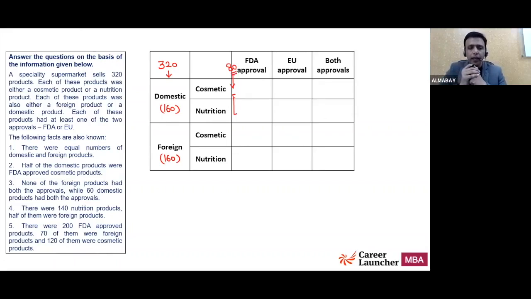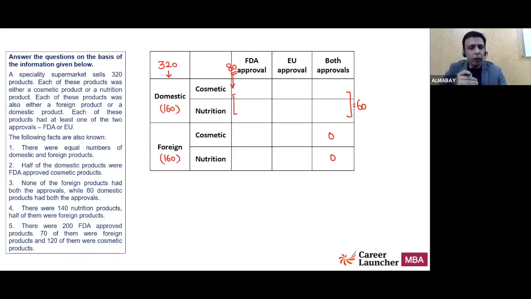Perfect. None of the foreign products had both the approvals. So both the approvals wale foreign products has to be 0. While 60 domestic products had both the approvals, so यहाँ पे जो total sum था, that was 60. I'm not saying FDA approval means only FDA approval. FDA could have EU as well or only FDA.